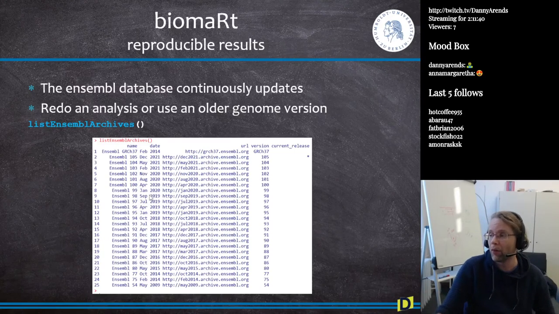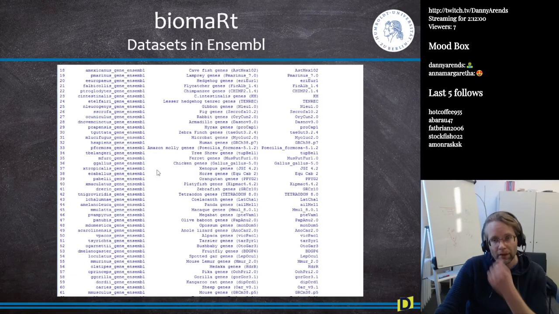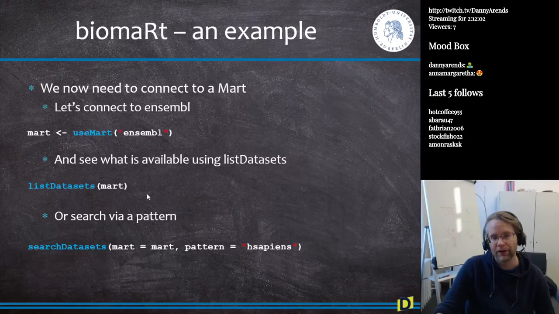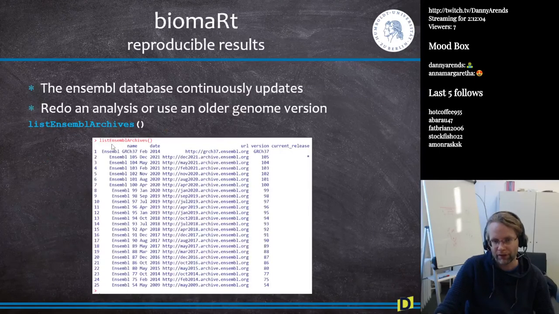When you use biomaRT, connect to the mart, but make sure that you know which version you are currently using, and then write this version down inside of your script as a comment, saying that this script is using Ensembl version 103, which means February 2021.